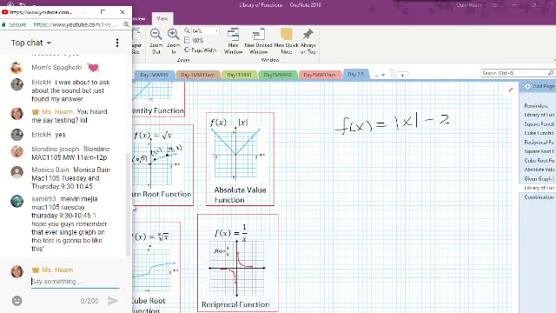Know that it's not going to be like that, Melvin. Not every single graph is going to be like that.